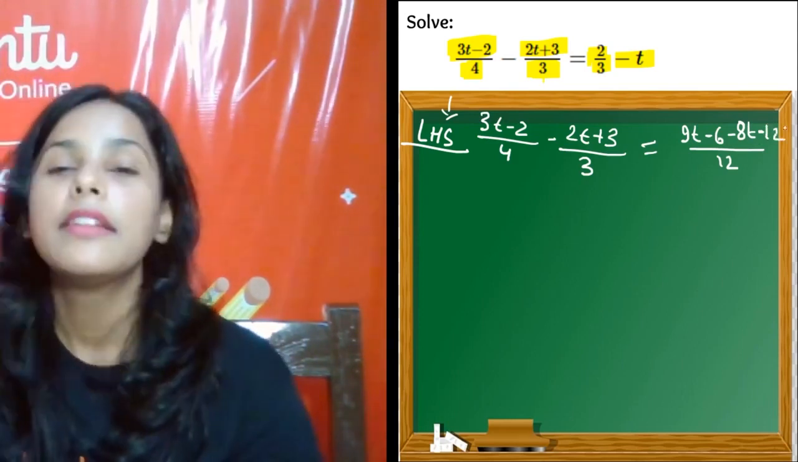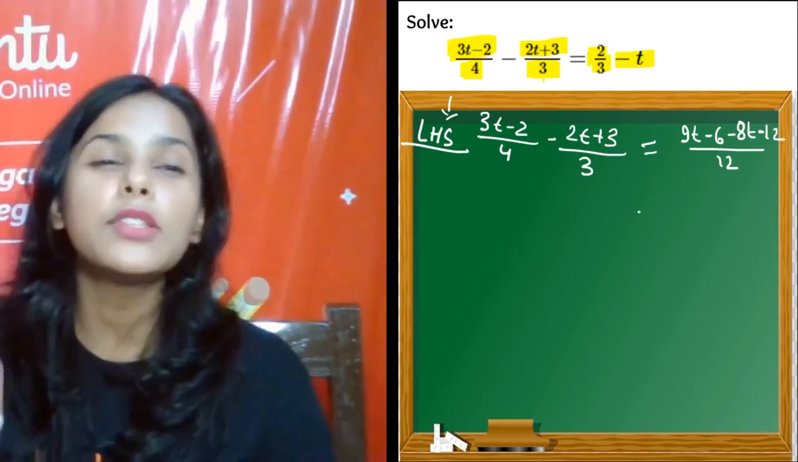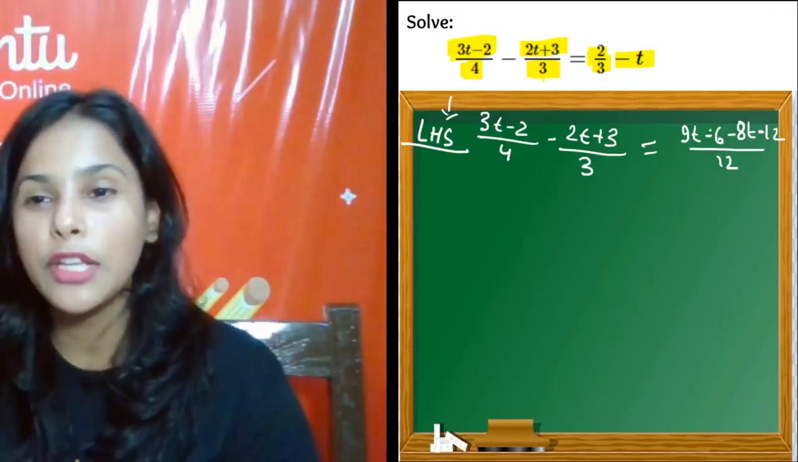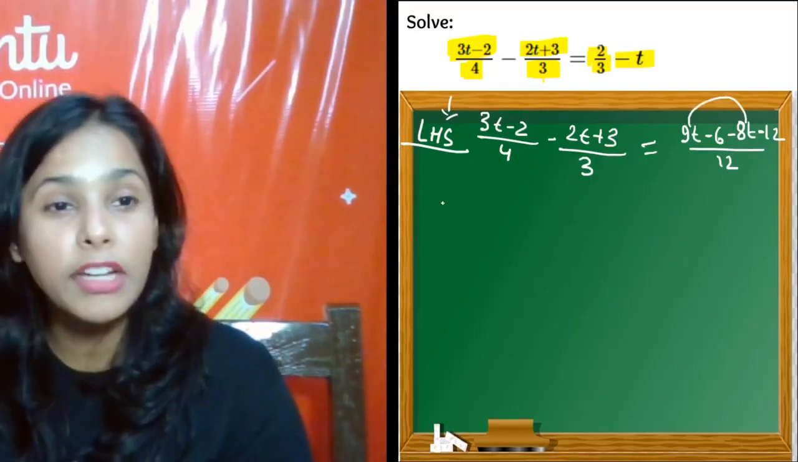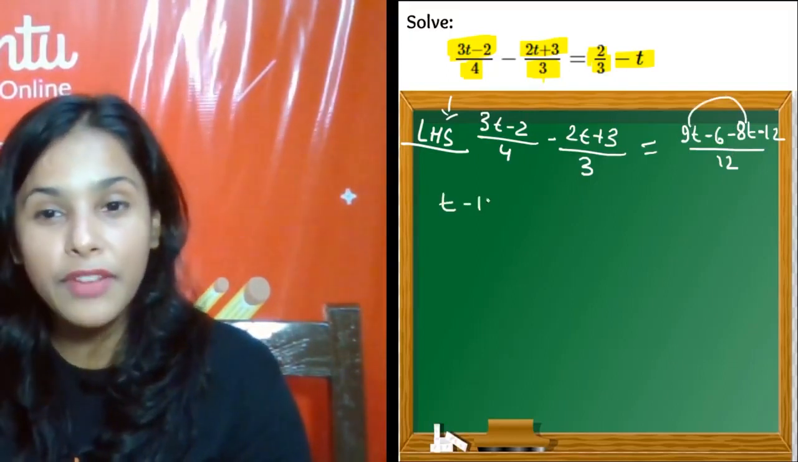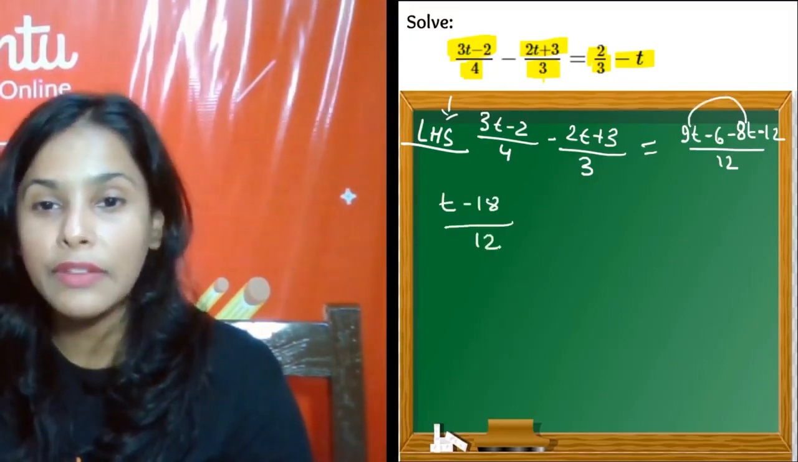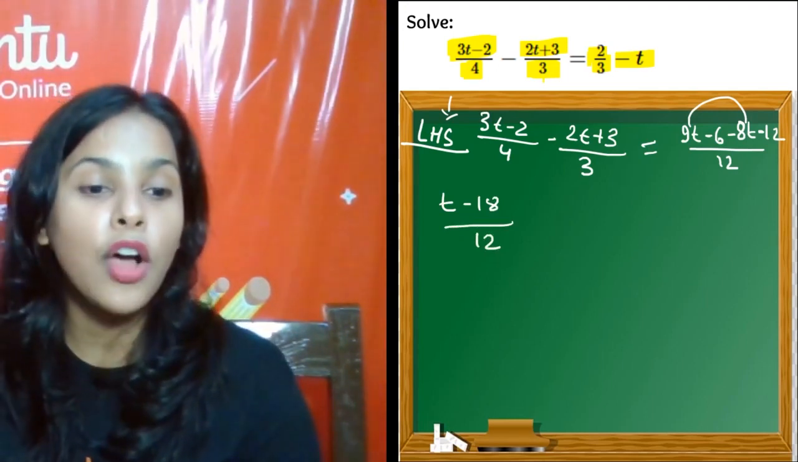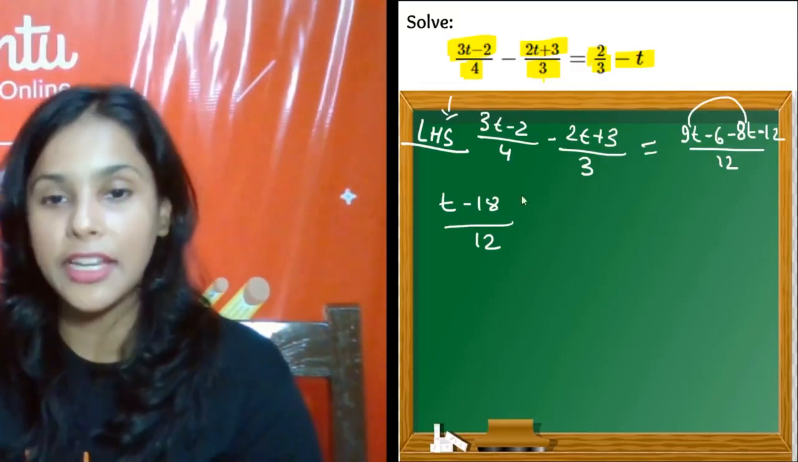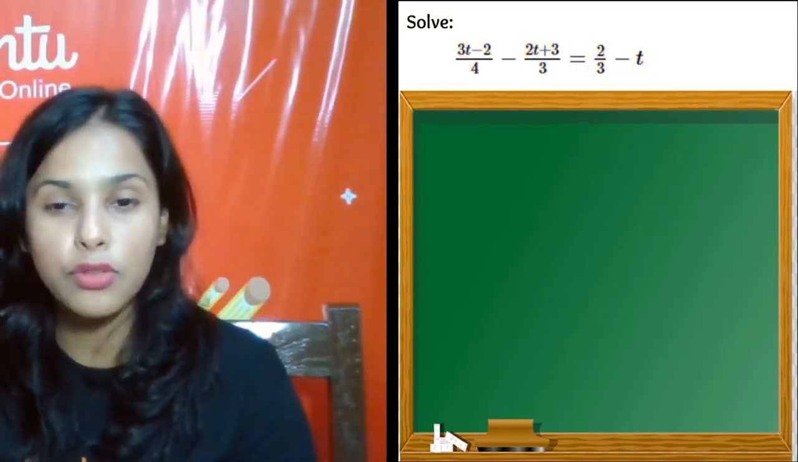Clear everybody, right? Now let's quickly solve this. By solving the terms, we got t minus 18 upon 12 as the LHS. Clear? Now let's quickly solve our RHS. Let's solve it.